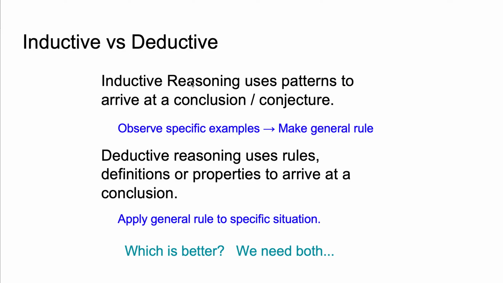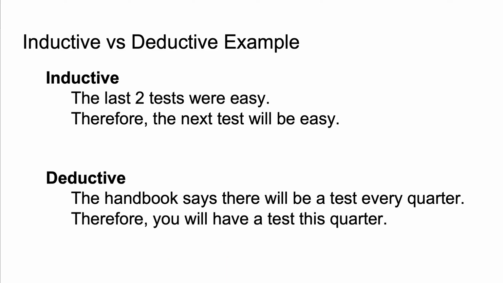In science and social sciences, you'll use inductive reasoning a lot. In mathematics, you use deductive reasoning a lot. In the arts, you'll use both a lot. They are both applicable in different situations at different times. Here are some good examples. Here's an example of inductive.